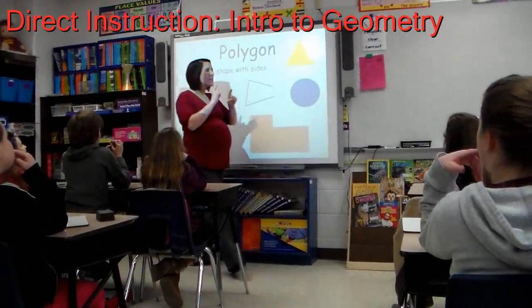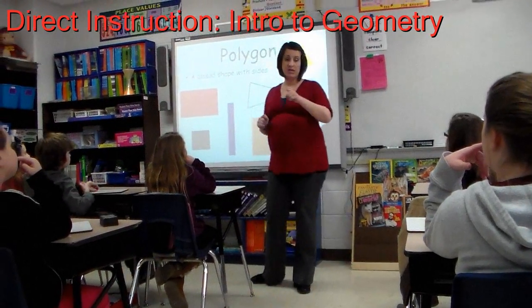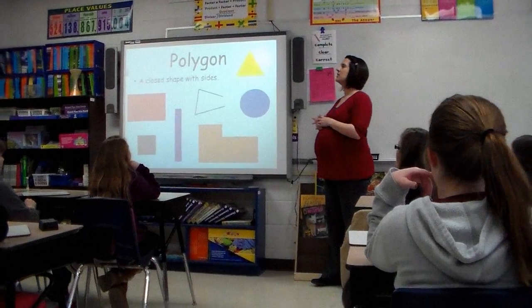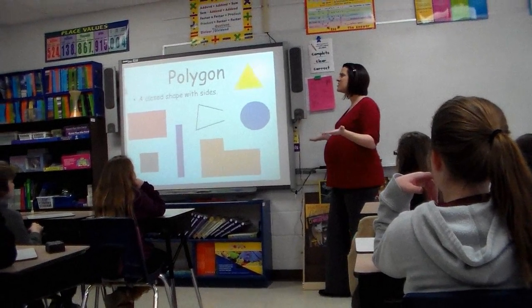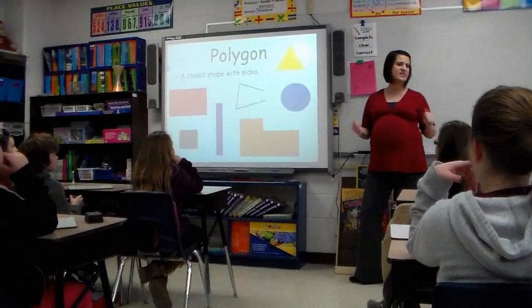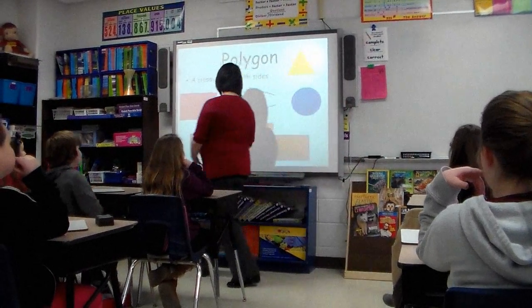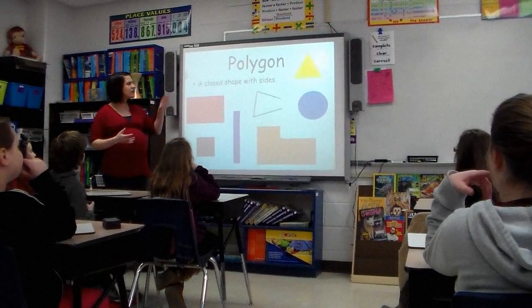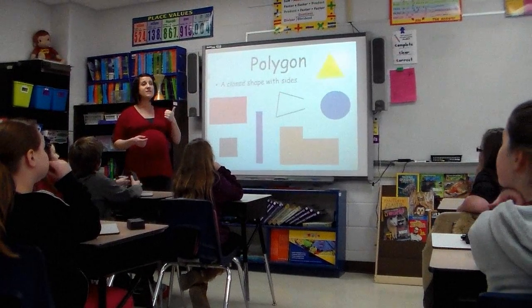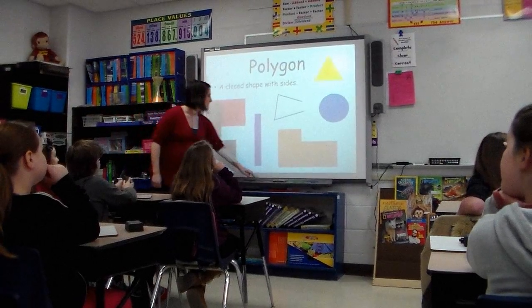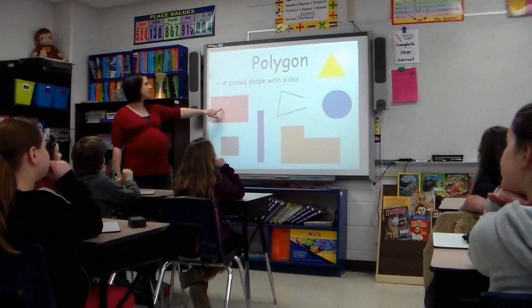So first, let's talk about the vocabulary word polygon. Can you echo that word, polygon? Polygon. Good. A polygon is just a closed shape with sides. Sounds pretty simple, doesn't it? Let's look at some of these shapes I have up on the board. We're going to go through each one, and we're going to determine if it's a polygon or it's not a polygon. So let's look at this one first.